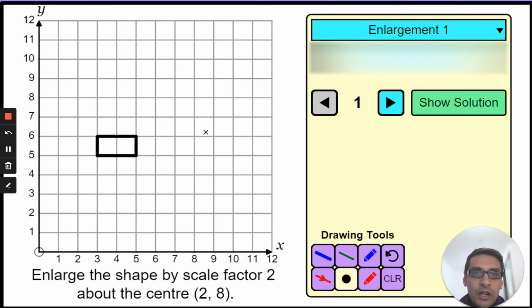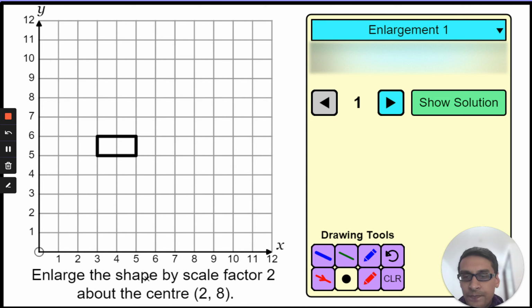Okay, so we are now going to look at enlargement. There's a couple of main things that we need to look at when we are looking at enlargement, like I mentioned, which is the center of enlargement and then the scale factor. So in this case, let's just start with a simple example of a rectangle.